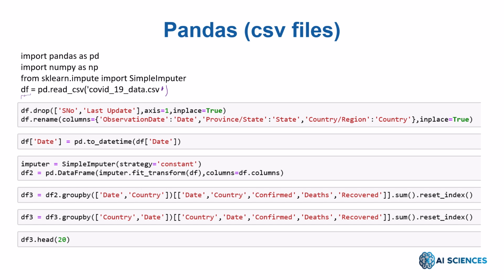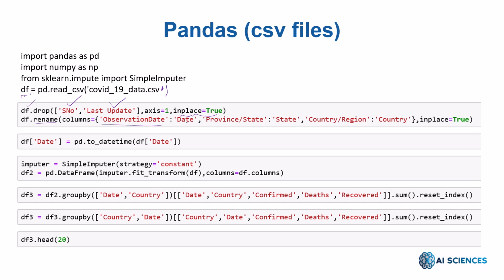Then I have a lot of these functions. For example, I can drop different columns: the serial number is not required, last update is not required. I can drop these columns and they will be dropped. When I have inplace=True, that means the drop should happen inside the object, and the object actually gets changed.